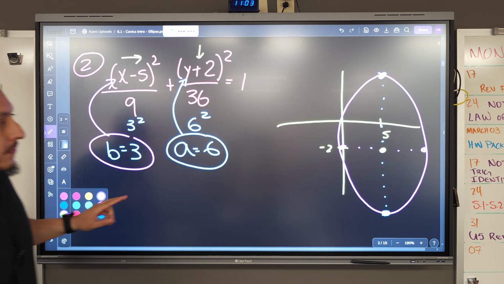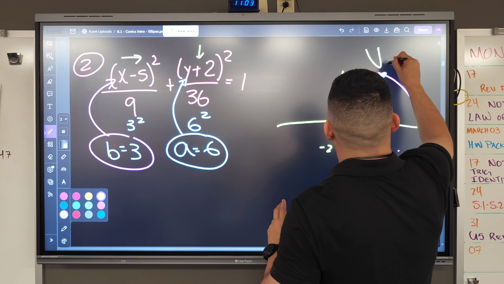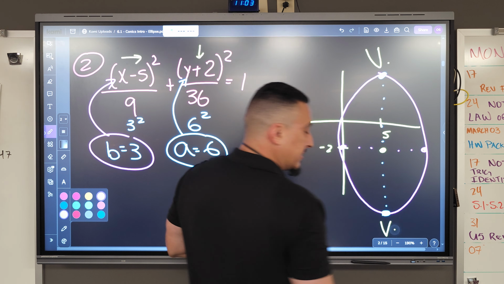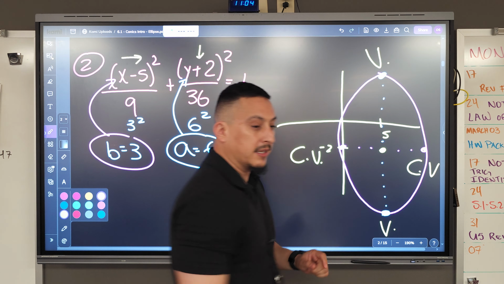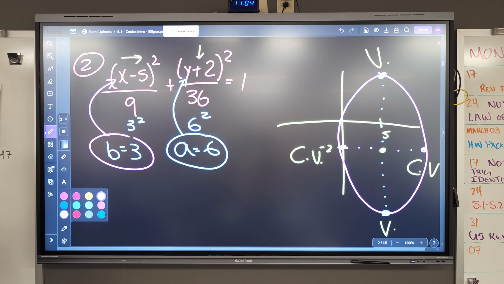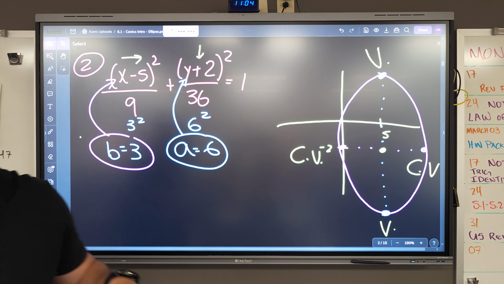By the way, this is the vertex. This is the co-vertex, okay? Just to remember what's what, okay? Okay, so now I need to introduce to you the focus.